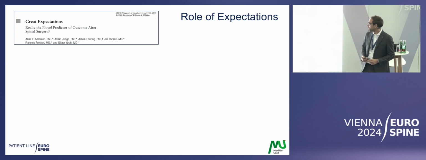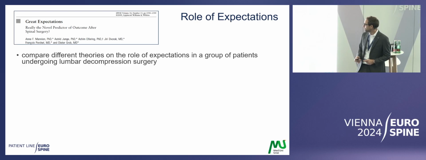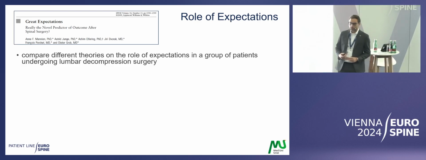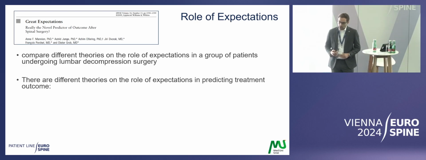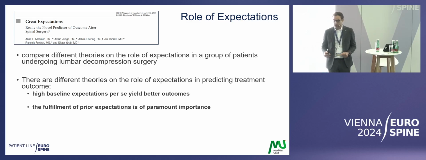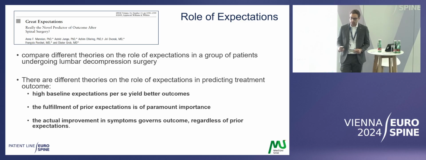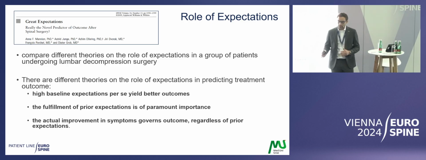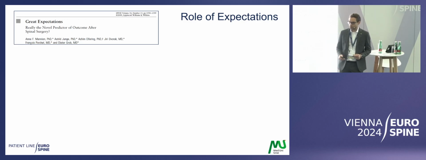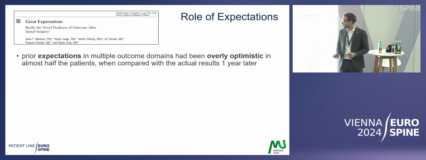This one is already published, 2009, by the group from Zurich, again working with the Spine Tango registry, and they compared different theories of the role of expectations. One was that high baseline expectations per se yield better outcomes. The other was that the fulfillment of the expectation is of paramount importance. And the third one, that the actual improvement in symptoms governs the outcome, and it's not so much important what the patient expects before.